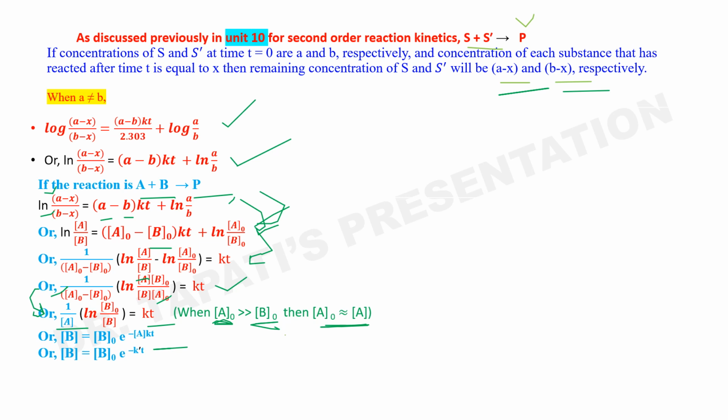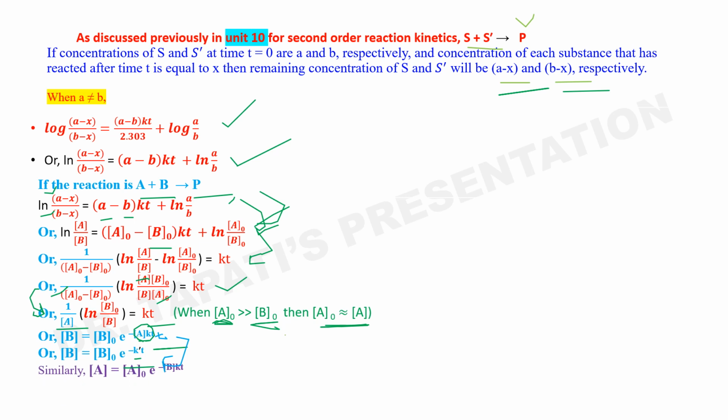Or you can write it as B is equal to B0 e to the power minus K prime T. Why? Because the concentration of A is constant. There is no change in the concentration of A, so we can write the concentration of A and K together as a constant, that is K prime. In that case, we can write the previous equation as this final equation, which is B is equal to B0 e to the power minus K prime T.